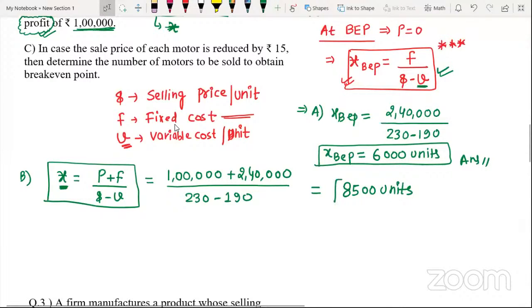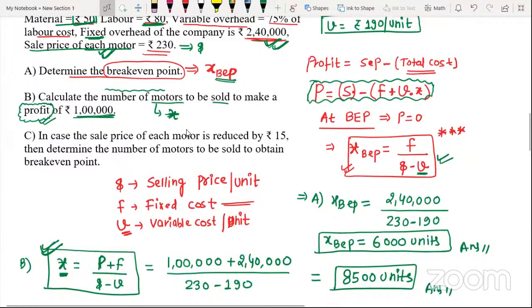Okay, 8,500 units. So for part b, this is the answer. The formula is very simple. Now they want profit, so profit will be here, from the basic formula directly. In the first case this profit was zero because we were talking at break even point.